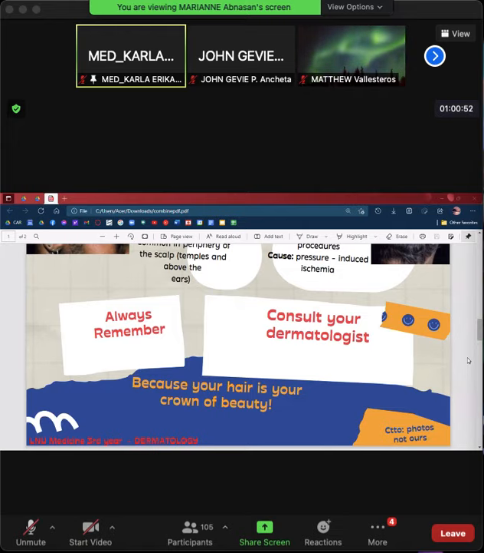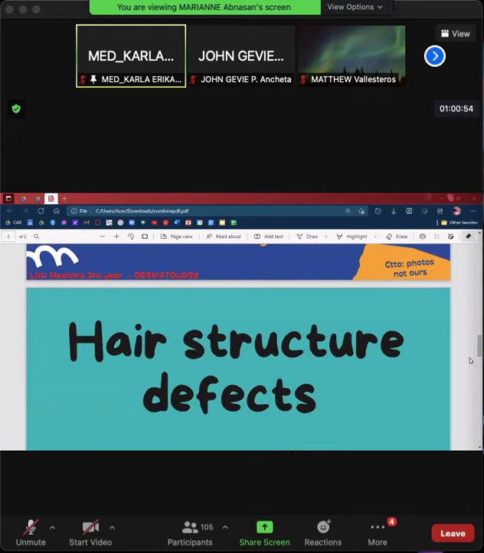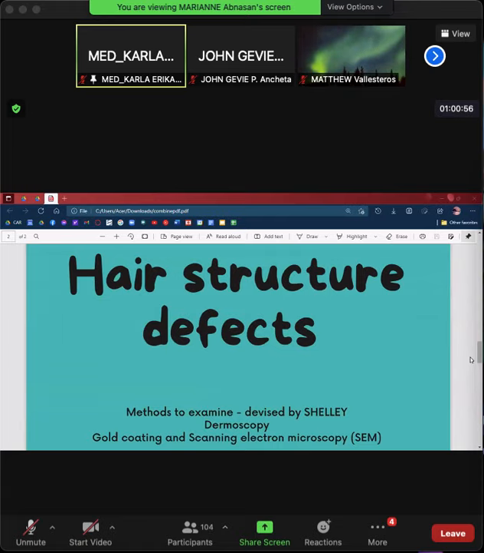For the next, hair structure defects. The method to examine hair structure defects would be devised by Shelley. So again, in the Shelley procedure, they stabilize the slides, and then they put it in the dermoscopy. SEM is also recommended to diagnose hair structure defects.